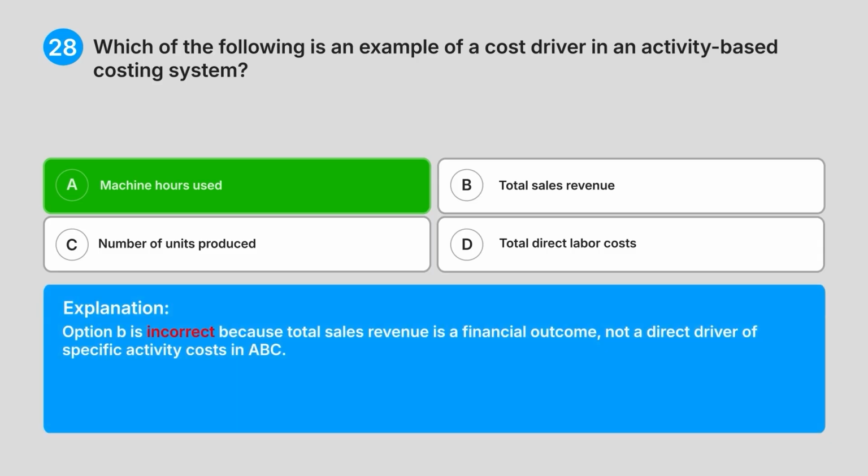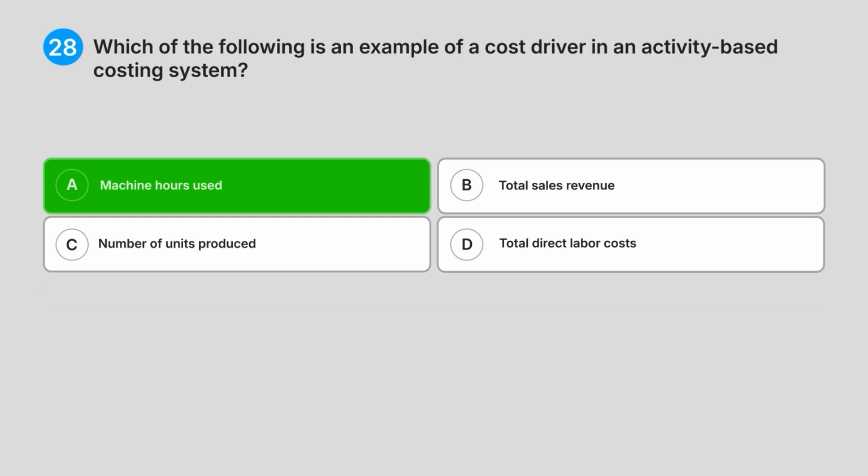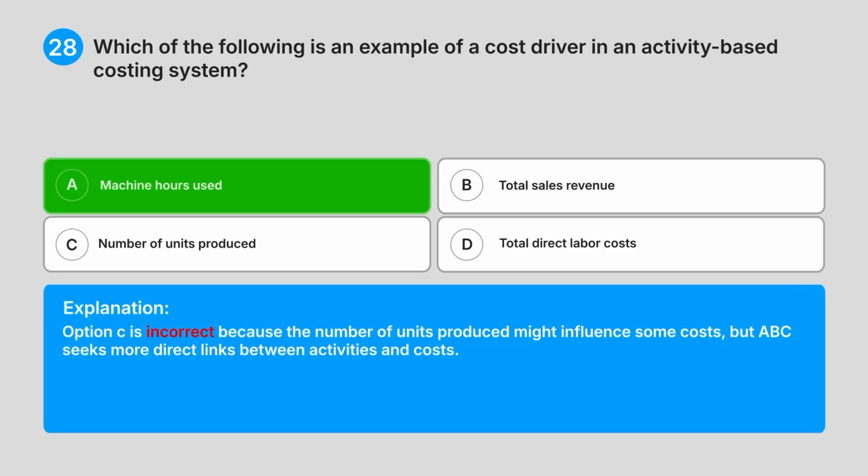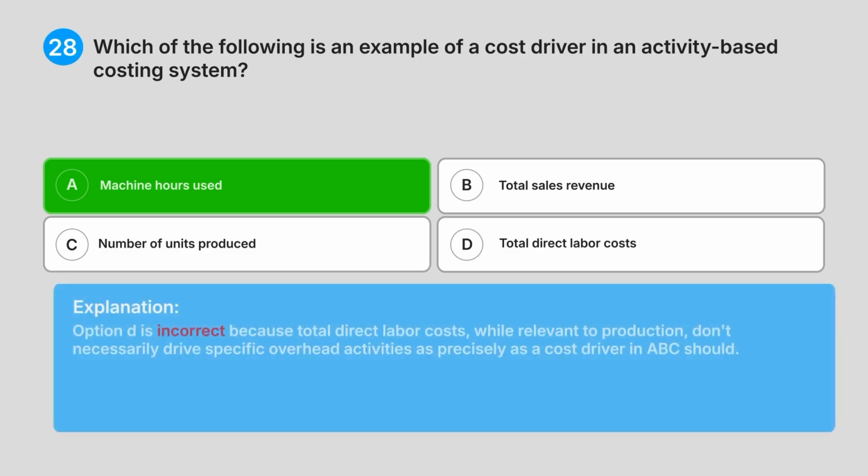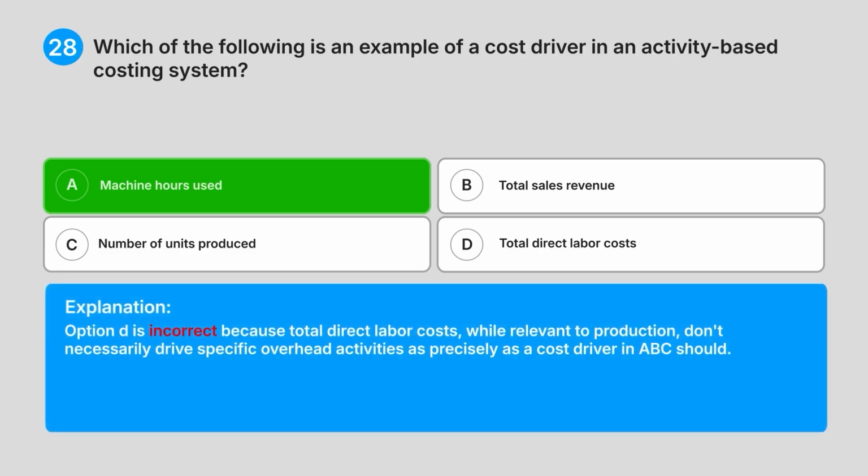Option B is incorrect because total sales revenue is a financial outcome, not a direct driver of specific activity costs in ABC. Option C is incorrect because the number of units produced might influence some costs, but ABC seeks more direct links between activities and costs. Option D is incorrect because total direct labour costs, while relevant to production, don't necessarily drive specific overhead activities as precisely as a cost driver in ABC should.